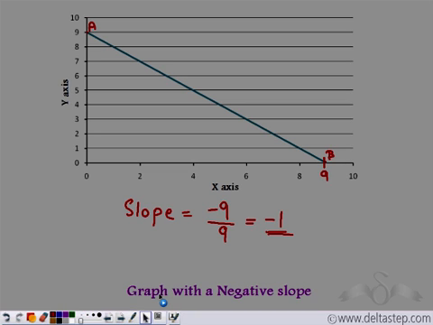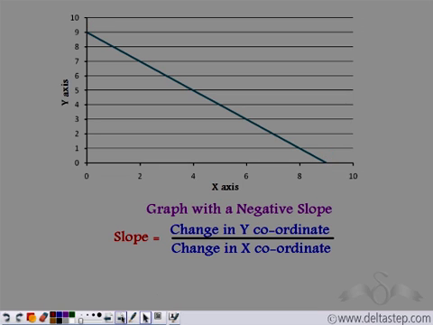This is a graph with a negative slope. When there is a fall, we fix a negative sign with the rise. And we always take the run to be positive because we are moving from left to right. Now, what is the implication of a graph with a negative slope?